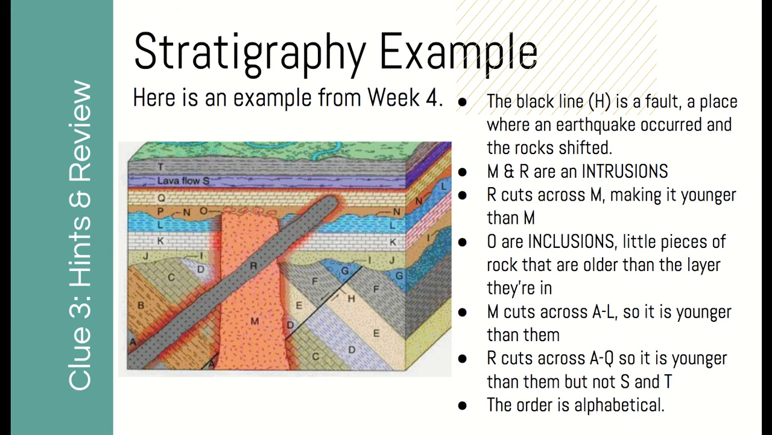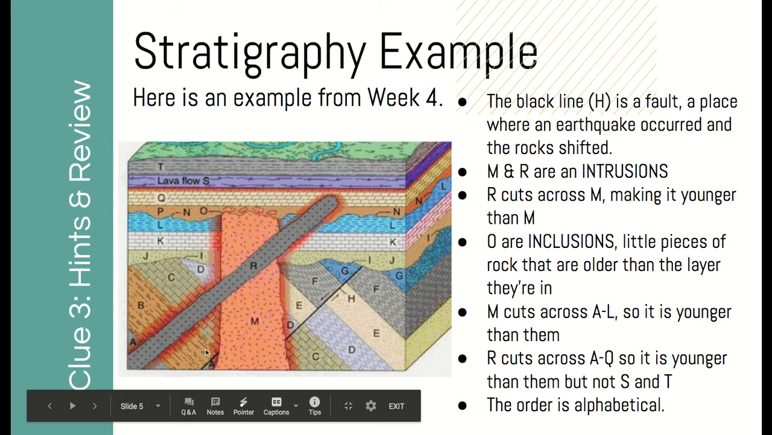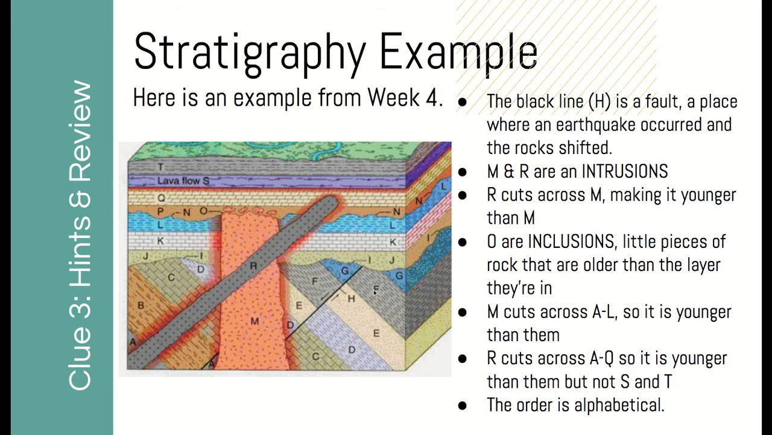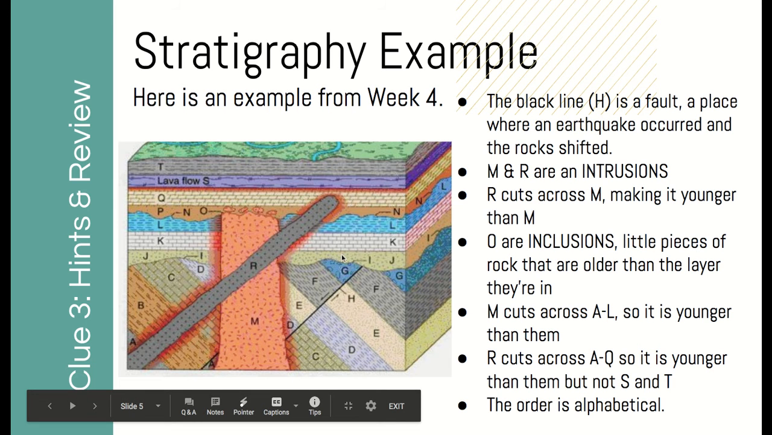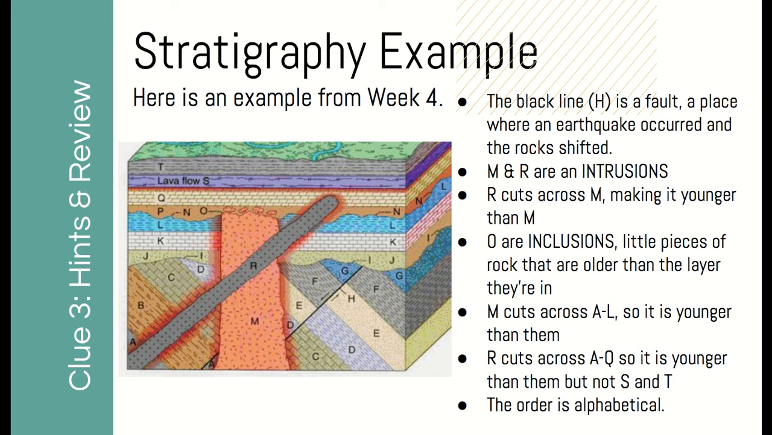This is another example from week 4. This one, we asked you a series of questions about it. We did not have you put it in order because actually this is in alphabetical order. So again, there is a fault here in which the rocks shifted. So layer F got moved and split apart. So did layer G, so did layer E, D, C, etc. So all of these rocks shifted along this fault line because of an earthquake.